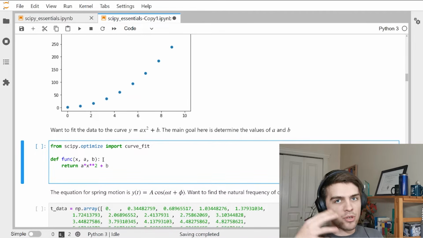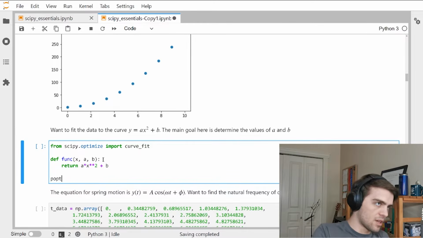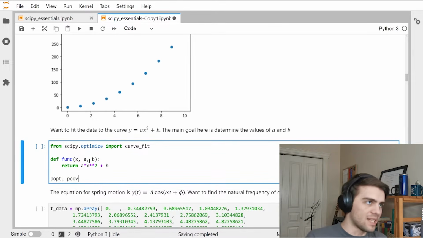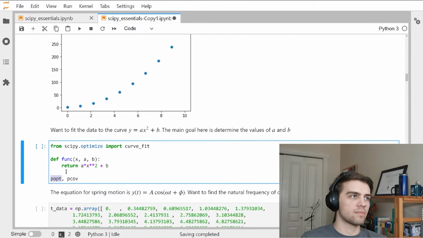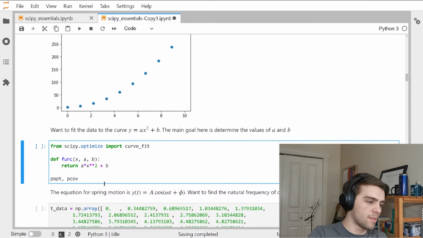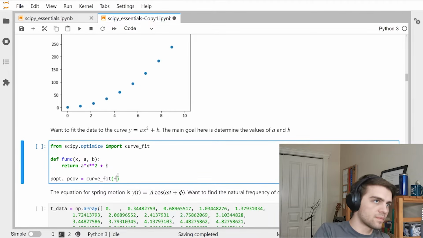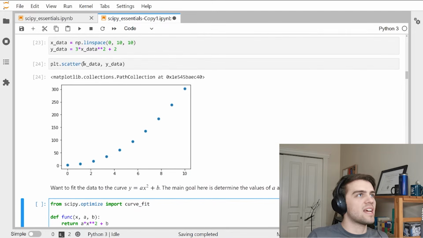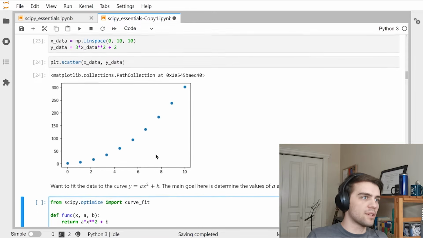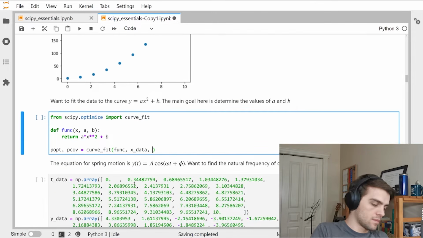Now, in order to get the parameters a and b, this is how you do it. So popt and pcov. So popt gives the optimal parameters of a and b for the curve fit, and pcov has to do with the covariance of the parameters. And I'll talk about what that means in a sec. But I call this curve_fit method here that I've imported. I give it the function. I give it my x data and my y data, which of course is plotted here. And I give it an initial guess.